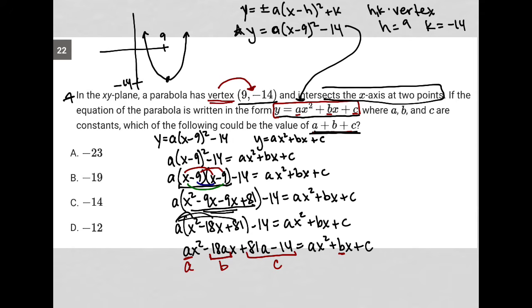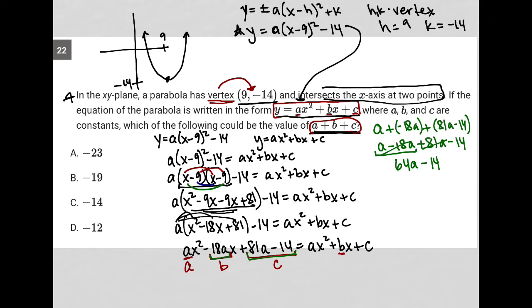So if the question wants a plus b plus c, I'm just going to add those things together. So I have a, which is itself, plus b, but b is negative 18a. So negative 18a. Plus c, but c is 81a minus 14. Let's simplify that. So a minus 18a plus 81a minus 14. Once I get rid of these parentheses, a minus 18a is negative 17a, and then plus 81a should be 64a. So 64a minus 14. That's as simple as I can get there.